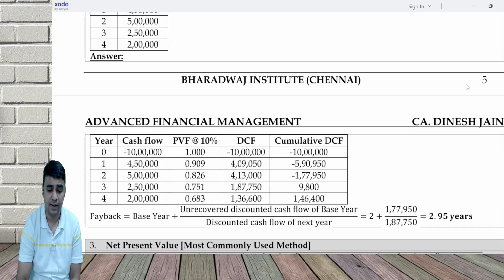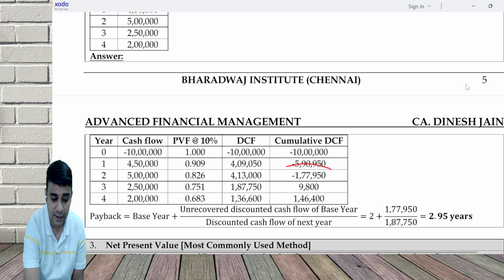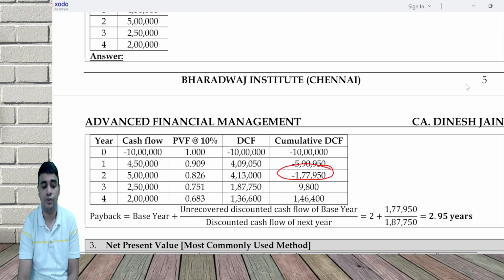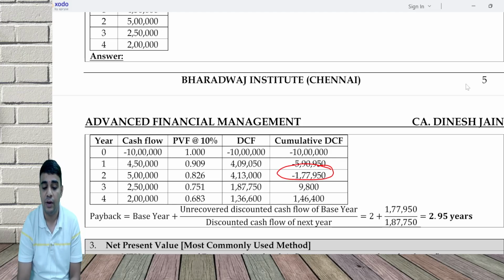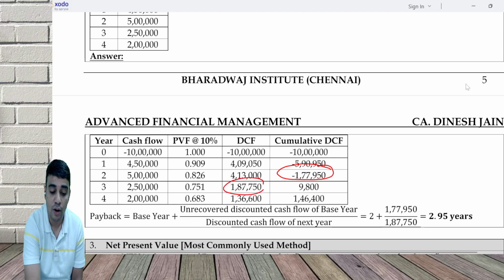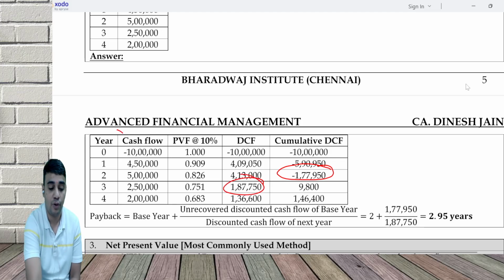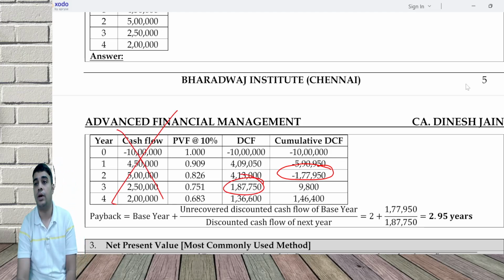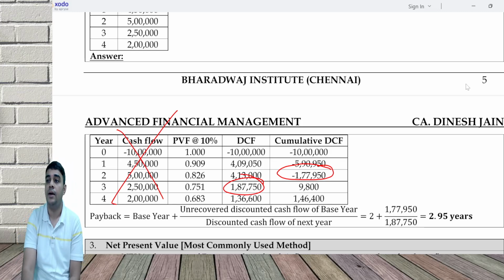Same example. Here my base year again continues to be year 2. The amount of negative is on the higher side, 177. Next year, discounted cash flow. Only discounted. Don't look at the normal cash flow. Only look at the discounted cash flow.